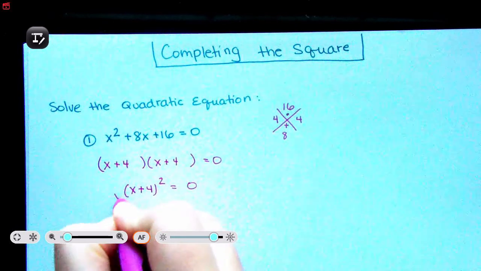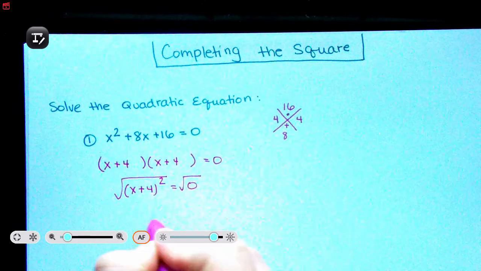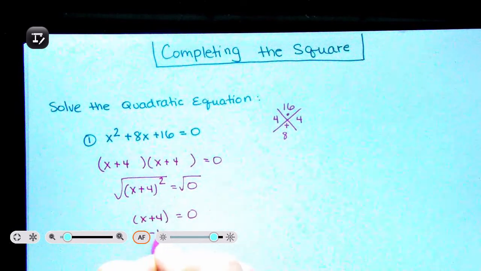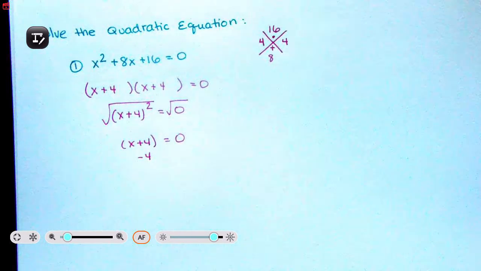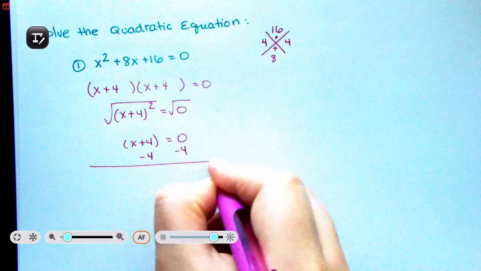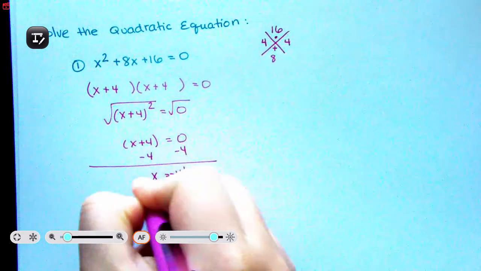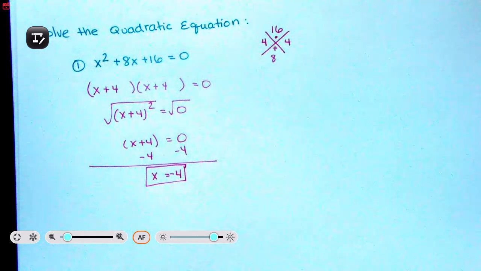I'm going to square root both sides to get rid of that square. So I have x plus 4 equal to 0. I'm going to subtract 4 both sides. So I have x is equal to negative 4. So that is how we're solving the quadratic equation. So let's do another example.